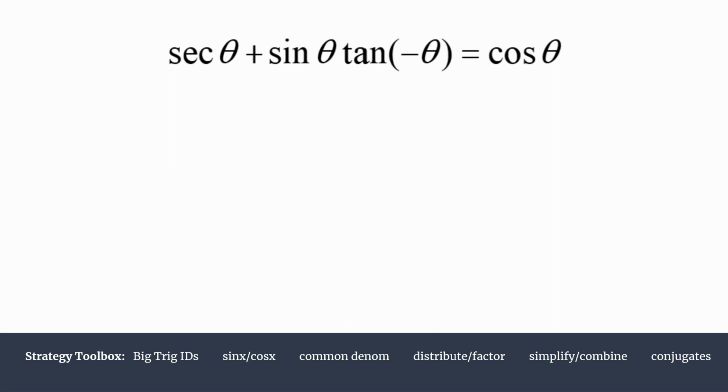So let's start on the left side, and I like to draw my vertical line here so I'm not tempted to work on the right side. So you can only do manipulations or substitutions that impact the left side. So let's start by changing everything into terms of sine and cosine. So we'll rewrite secant using its reciprocal identity, 1 over cosine theta. And then we have this next term, sine theta and tangent of negative theta. So I'd like to use an odd identity here. We can replace tangent of negative theta with negative tangent of positive theta. And that's just going to be a little bit easier.